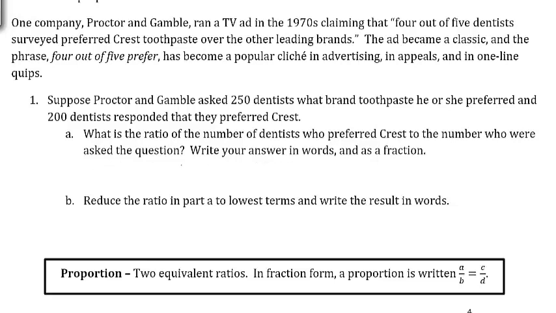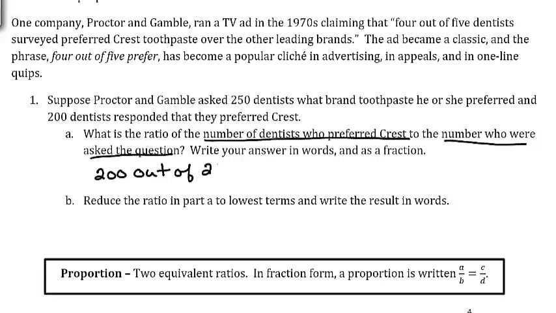So the ratio that they want us to give is the number of dentists who preferred Crest to the number who were asked the question. The number that preferred Crest was the 200. So 200 out of a total of 250 preferred Crest. That's writing it out in words, and writing it in fraction form would be 200 over 250.